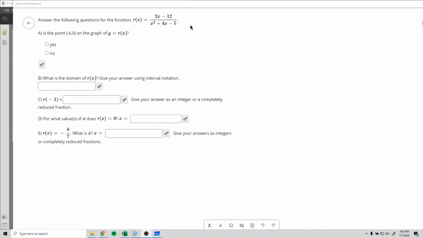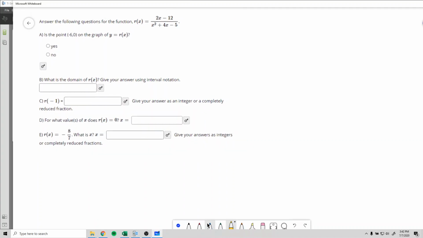So the first one says, for the function r of x equals 2x minus 12 over x squared plus 4x minus 5, is the point negative 6, 0 on the graph of y equals r of x? Well, what this is saying is, if we plug in x is negative 6, do we get 0? It looks kind of weird, but we're going to do that. So plug in negative 6 for x.